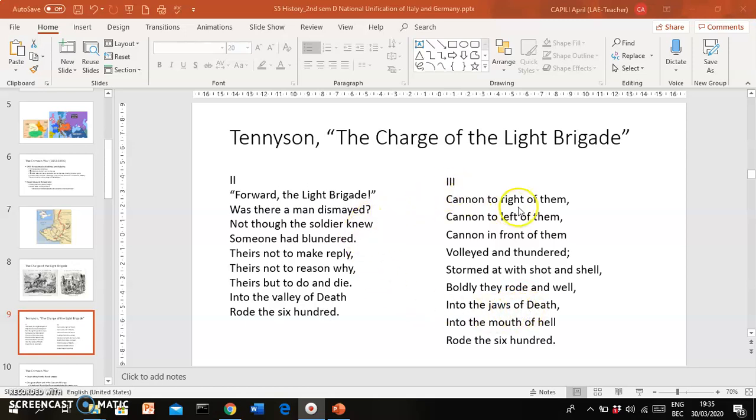So try to imagine, try to understand how Tennyson wanted to portray those soldiers, okay, in the face of certain death.